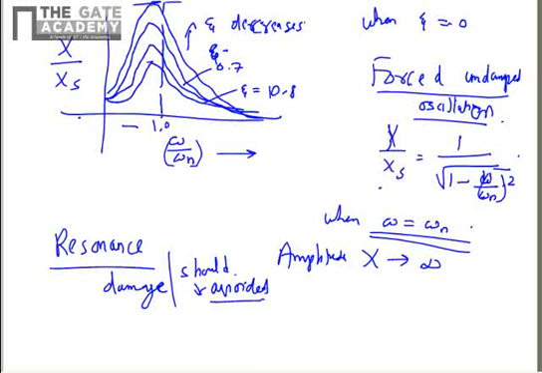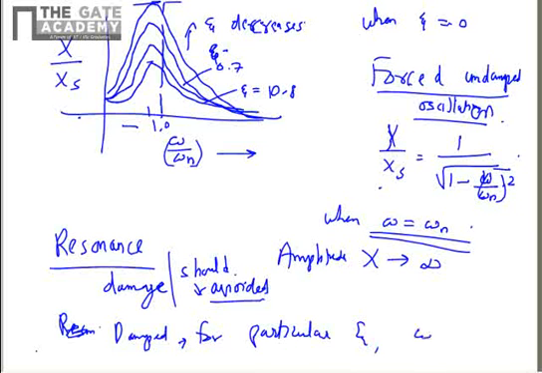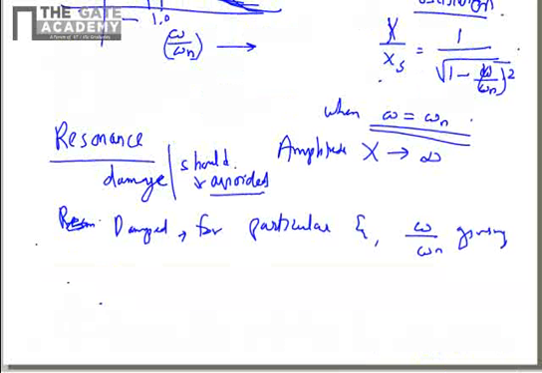But for a particular value of Z, there is a value of omega that will have maximum amplitude. So that is called resonance for damped system. So resonance for damped system, what it is, for particular Z, you have omega by omega n giving maximum amplitude.